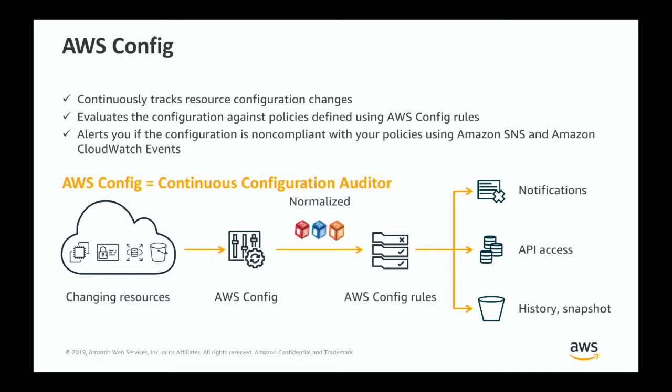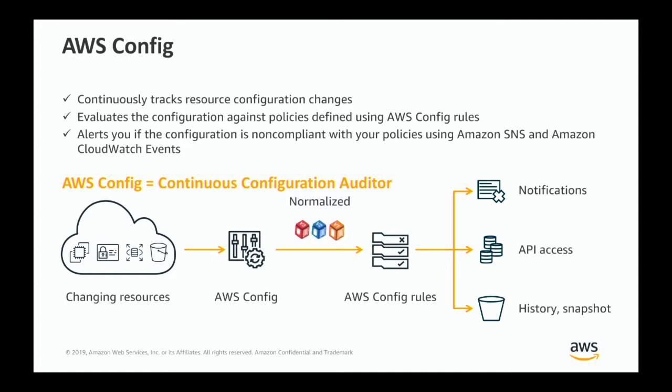So Config is our built-in solution that helps you to evaluate, on the one hand, policies against your resources, and on the other hand, track changes against your policies. So you can think of it a little bit like Amazon's built-in CMDB for all your resources on AWS, right?